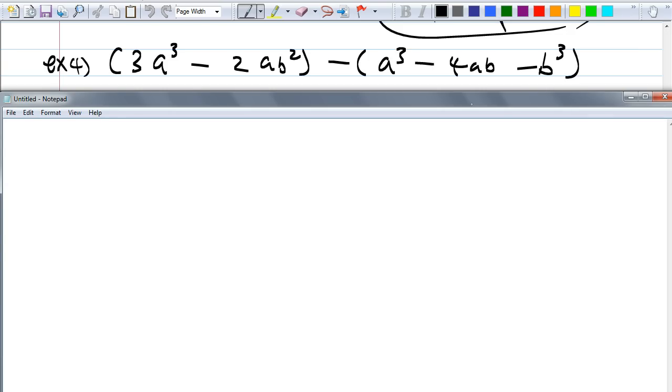Parentheses 3a cubed minus 2ab squared, close parentheses, minus, a cubed minus 4ab minus b cubed in parentheses. Go ahead, I'll wait. Make sure you change everything to addition first, okay? Everybody try. Of course, you should all know how to do this because it's very similar to your homework. And you may ask your group if you're stuck.